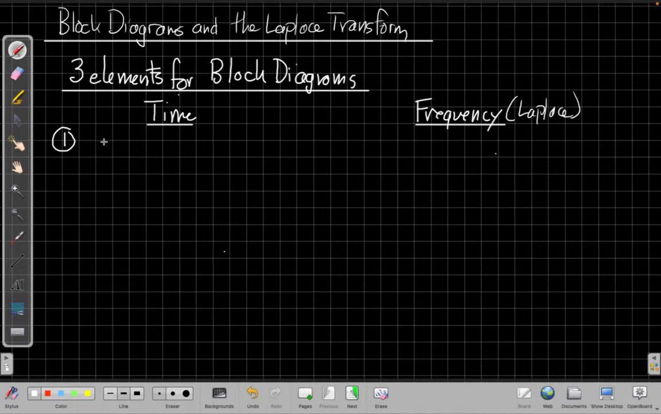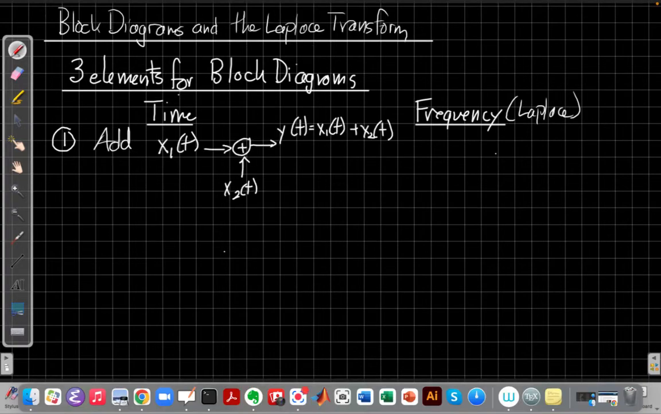Right, one of the first things we need to do is add two signals. So if we add two signals in time, what do we do to the Laplace transform? Well, the Laplace transform is linear, so we also add them. So that piece is the same in time and frequency.